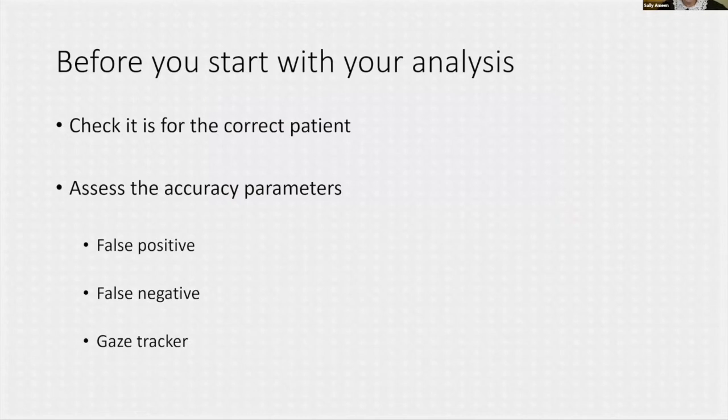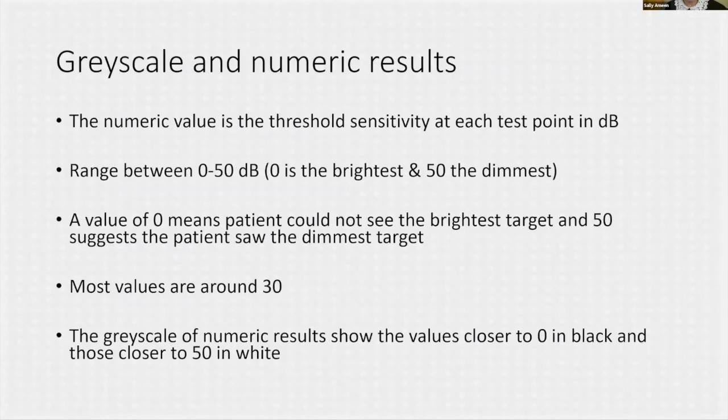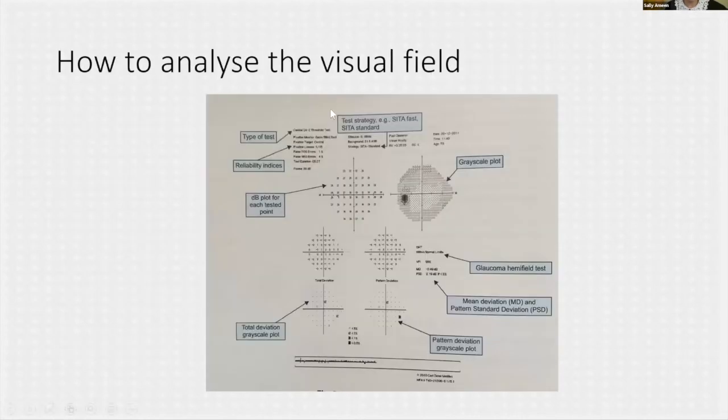Sounds very simple, but actually always check that you have the correct patient, because with everything that goes on all the time, there's always room for error. And then actually you might simply be looking at the wrong visual field for that particular patient. And then you assess the parameters that you have available. So the false positive, the false negative, and the gaze tracker. If I just take you back here, these are the readings that you have here, or the reliability indices that I have written on here.